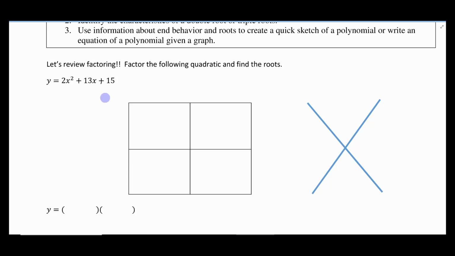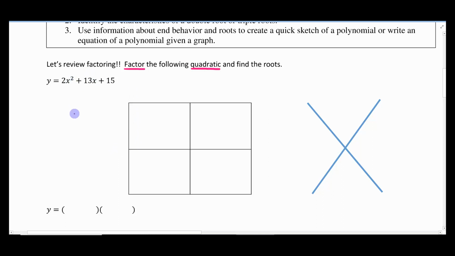All right, so let's take a look here. We've got a polynomial. It's a second degree polynomial. We call that a quadratic. Our goal is to factor this thing. We want to get it into its factored form, where we have two factors, since it's a second degree polynomial. Then we eventually want to find the roots of this polynomial. We've known how to do this since Algebra 1.